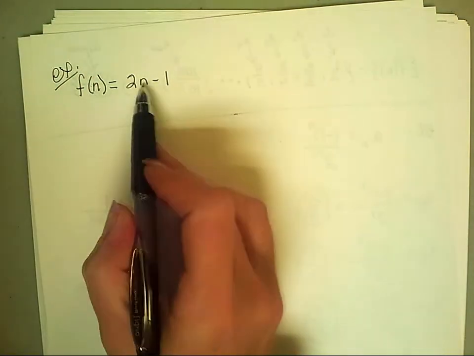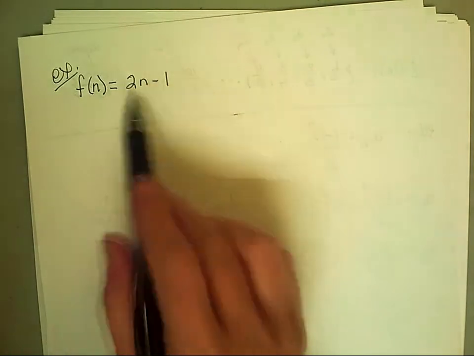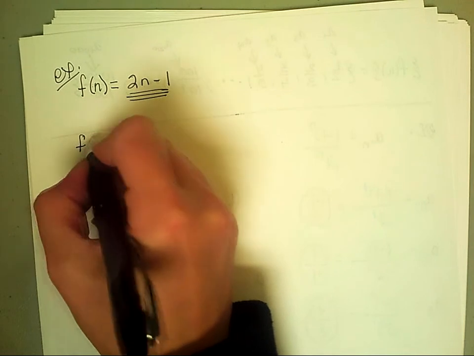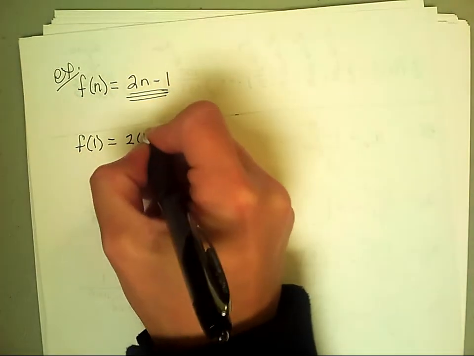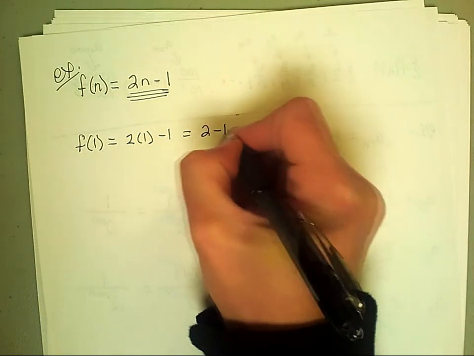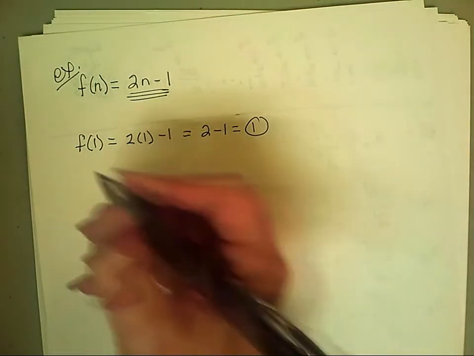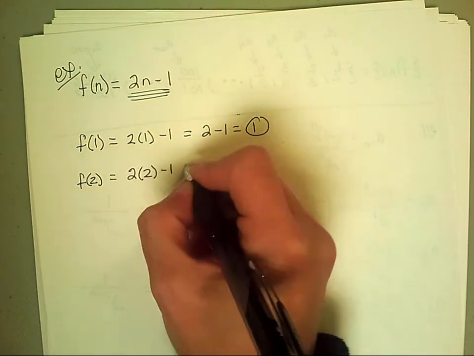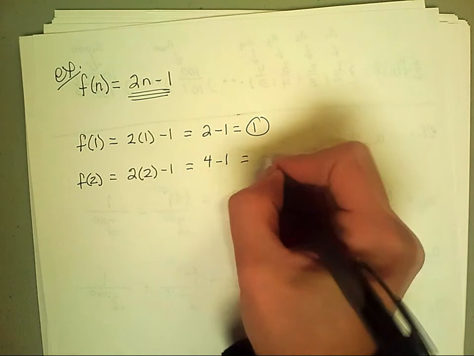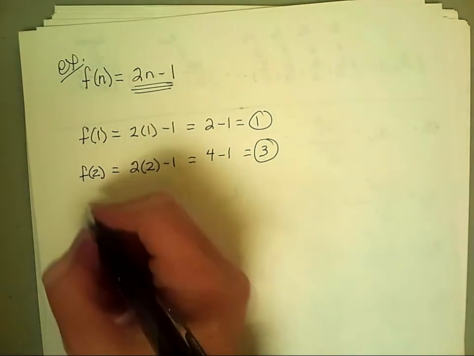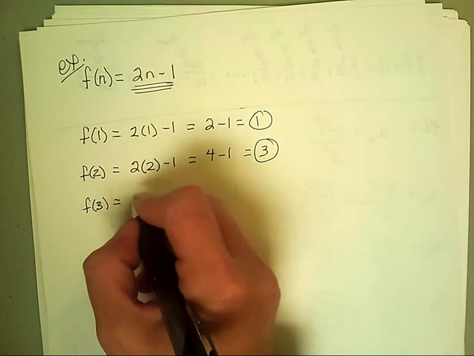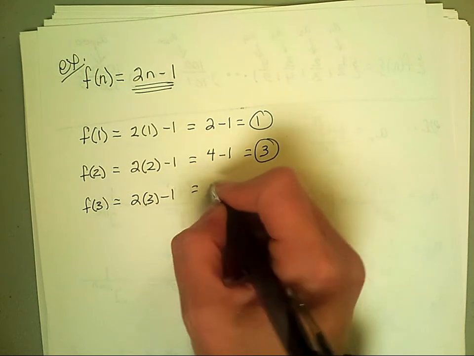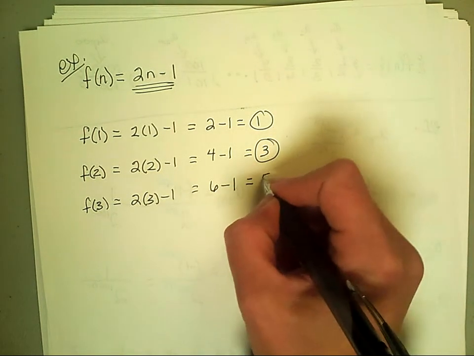Right. So what happens, this is a very popular notation for us, and I'll show you why this combination is 2n minus 1. Alright, so let's find the first 5 terms. So f of 1 is 2 times 1 minus 1, 2 minus 1, which is 1. F of 2. 2 times 2 minus 1 is equal to 4 minus 1, which is 3. F of 3 is equal to 2 times 3 minus 1, which is 6 minus 1, which is 5.